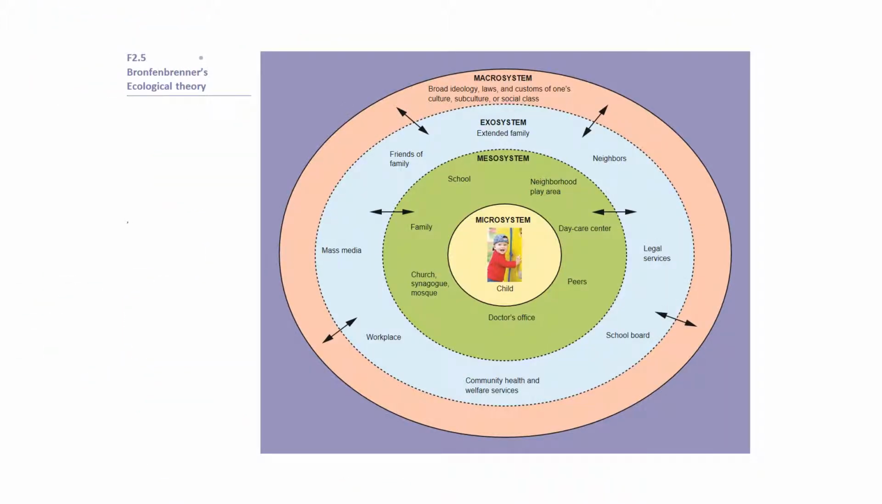This is Bronfenbrenner's ecological theory, and if you use that theory, you're going to be talking about the interplay of forces between students' different systems. The mesosystem consisting of the school, peers, the daycare center, etc., the exosystem, and the macrosystem.